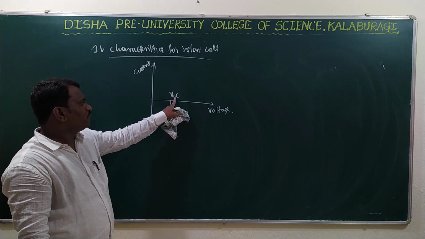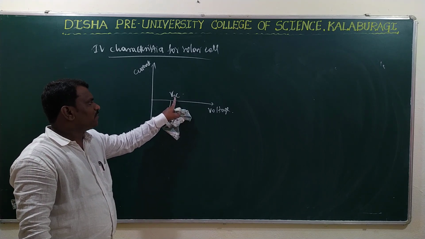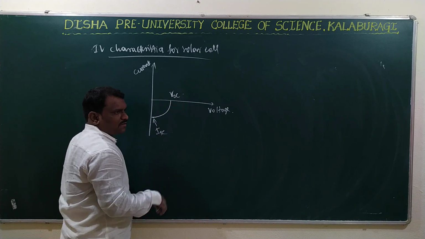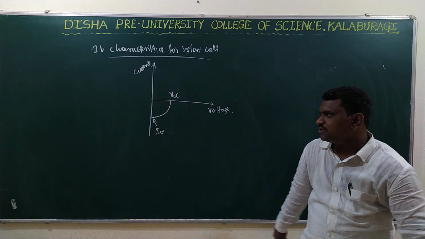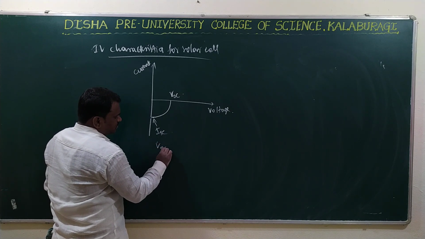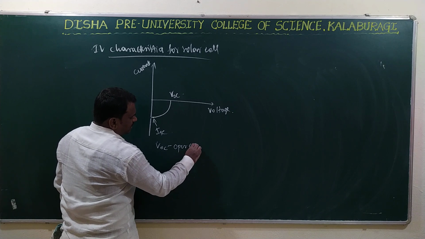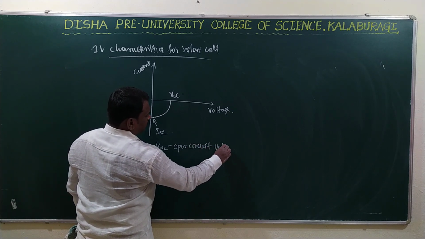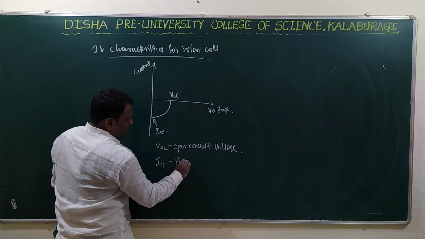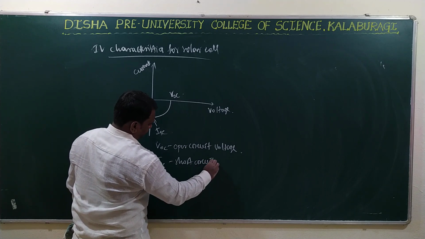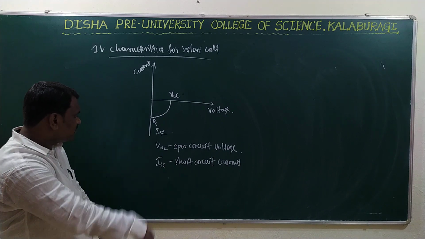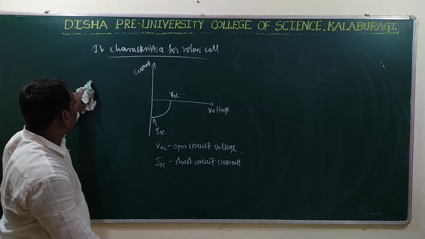Here VOC. VOC means voltage for open circuit. Next here, ISC means what? The current for short circuit. Here the short circuit current. VOC means open circuit voltage, and ISC means short circuit current. Short circuit current means the voltage is high compared to the short circuit current, right? It clears the graph. Okay.